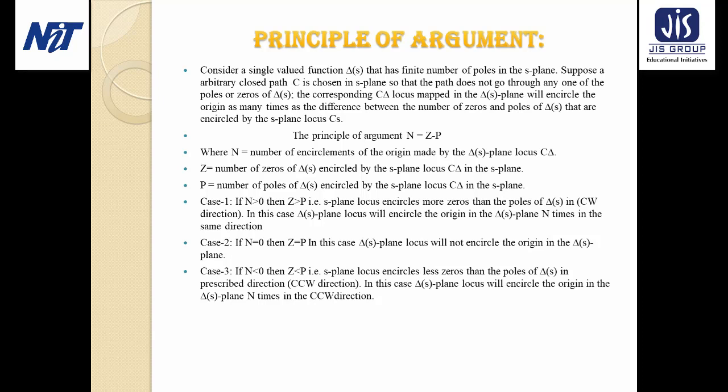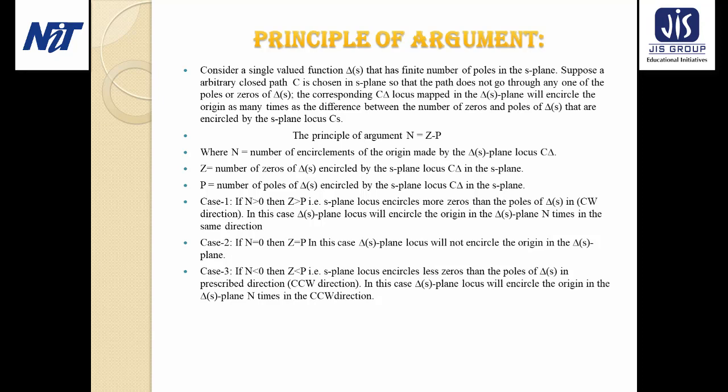So when we are mapping from the S plane to the delta s plane, we will map one point to another point or many points to many other points, but not from one point to many other points. So this is known as a single valued function. So now if we consider a single valued function delta s that has a finite number of poles and zeros in the S plane, and C is an arbitrary closed path or contour chosen in the S plane, so that the path does not go through any one of these poles and zeros in the S plane.